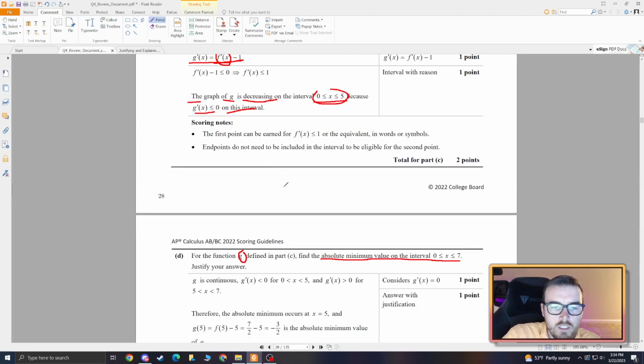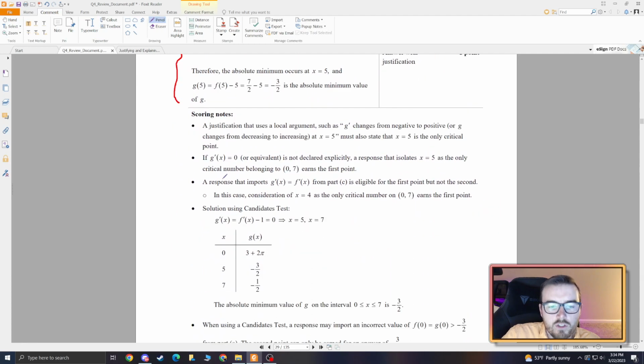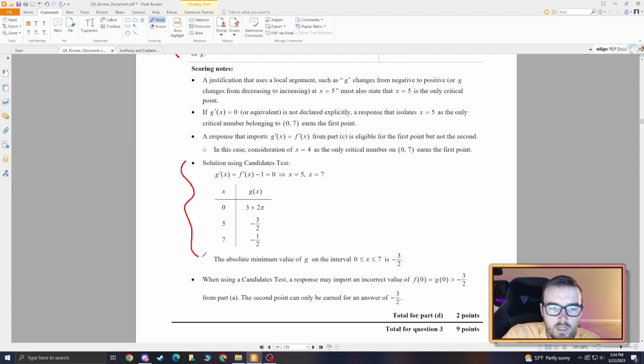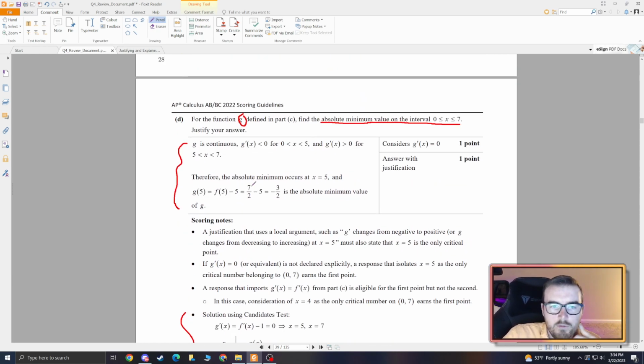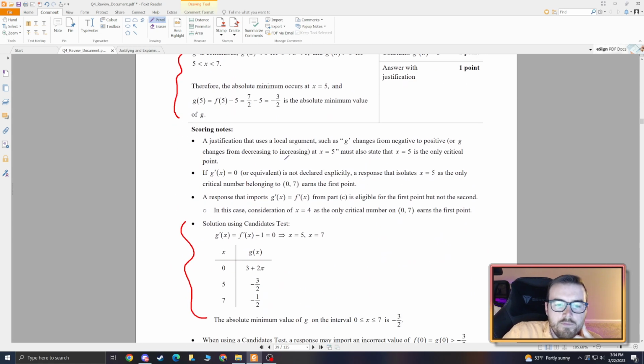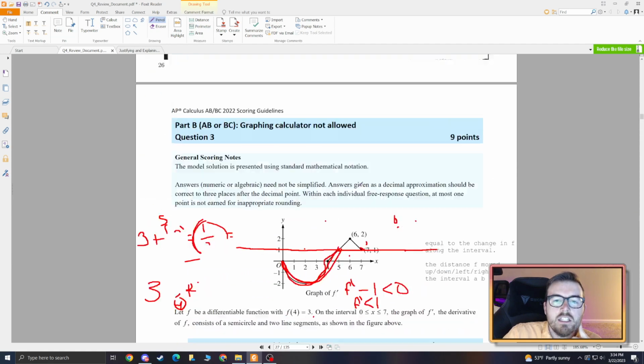Now, the solution here says something different, but if you look at the scoring notes, it also accepts the candidates test. And that's what we've discussed in class, and that's what I'm going to do, so I don't have to sit here and read through this. So here's the solution using the candidates test. They said, g prime of x, we want to know when it's equal to 0. It's equal to 0 at 5 and 7. How do we know that? Because of the graph.